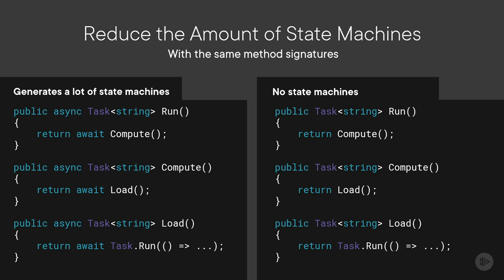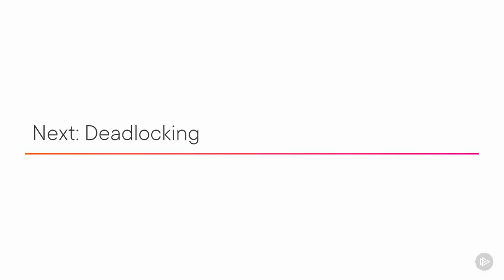With a better understanding of the state machine and the implications of adding async and awaits, it's now time to proceed to discuss why a deadlock occurs and how we can prevent that.